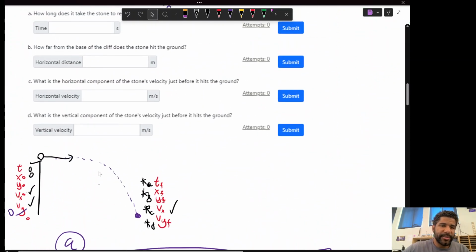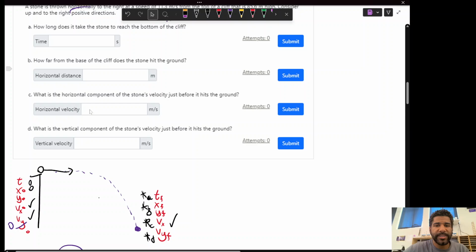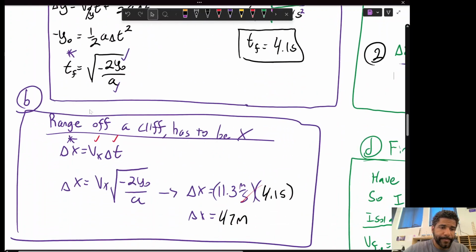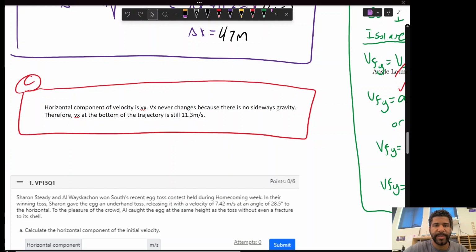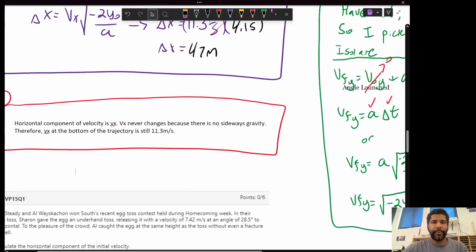Then we go into question C. What is the horizontal velocity? Horizontal velocity, it doesn't change. They gave it to me in the beginning, but it doesn't change. So it's going to just be 11.3. Easy.